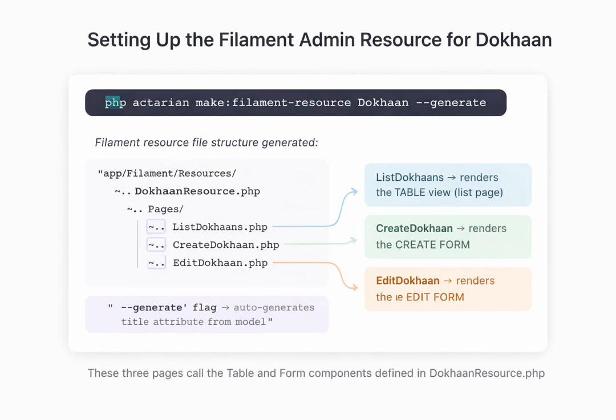To let the admin manage shop registrations, you need to create a Filament resource. The command is php artisan make:filament-resource ShopRequest with the --generate flag. This flag tells Filament to auto-generate the title attribute, which makes searching easier.